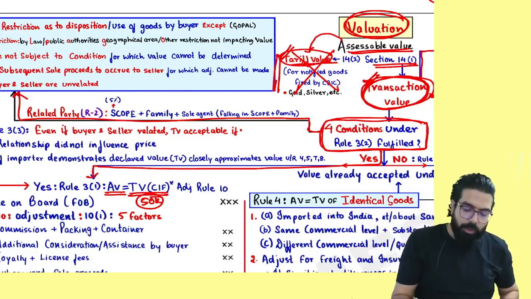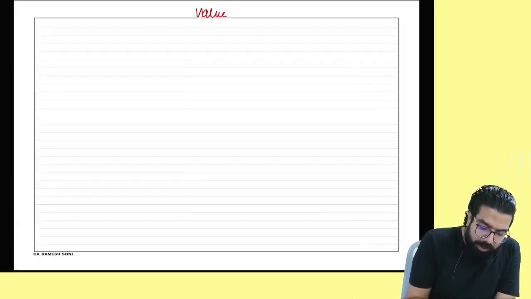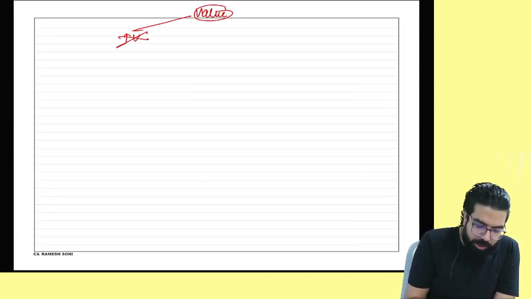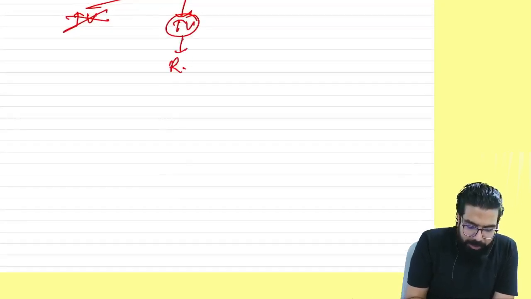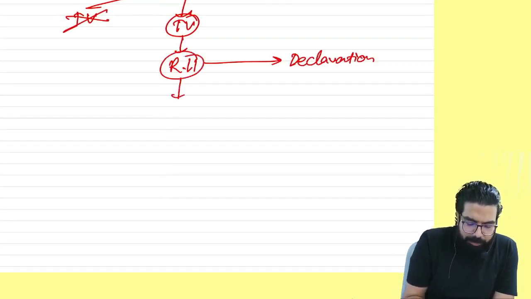Tell me one thing, everyone. What is the value of supply? What is the value under custom? Either it is the tariff value. If for your item tariff value is not there, you have to take the transaction value. First, rule number 11 comes. Rule number 11 says, sir, please give a declaration about the value. You give a declaration, and now rule number 12 comes.